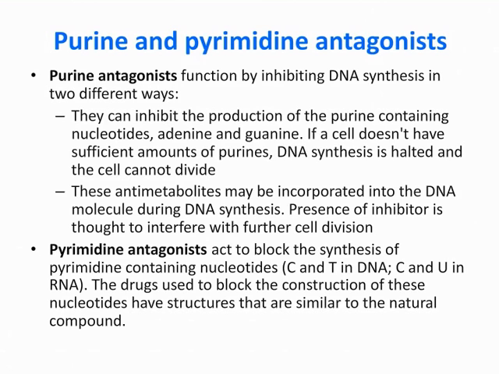And then for pyrimidines, they can block the synthesis of the nucleotides C and T in DNA, or C and U in RNA. The drugs used to block the construction of these nucleotides have structures that are similar to the natural compound.